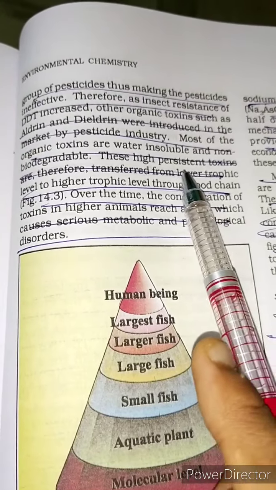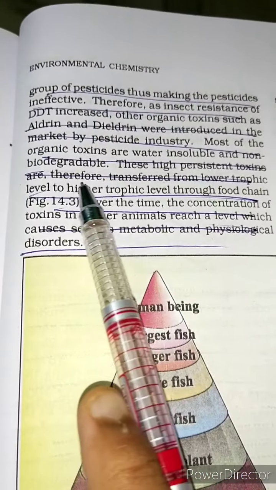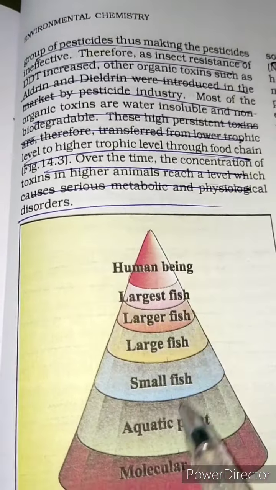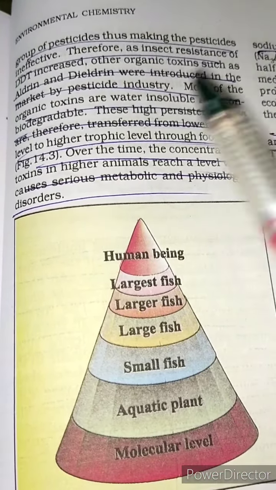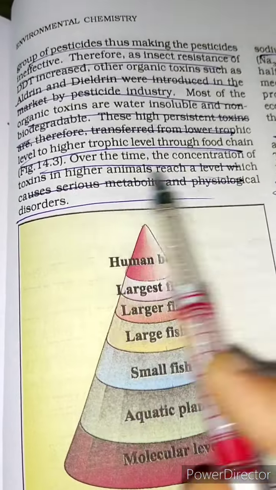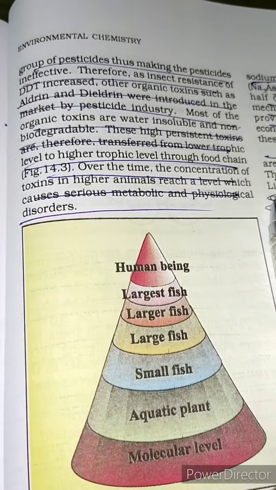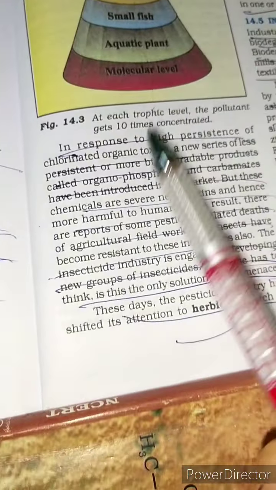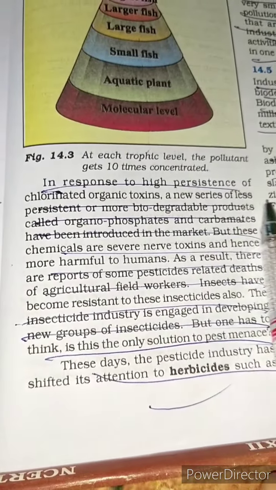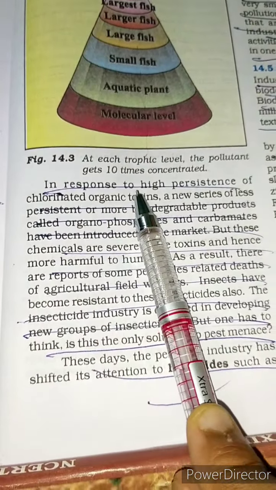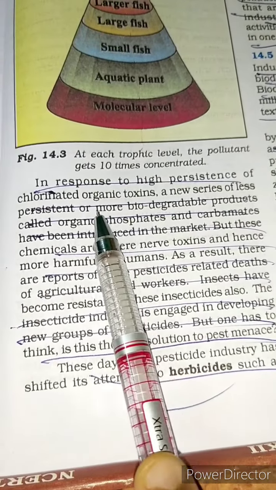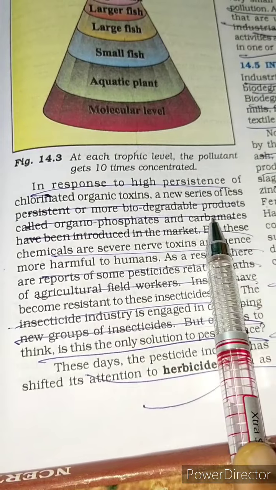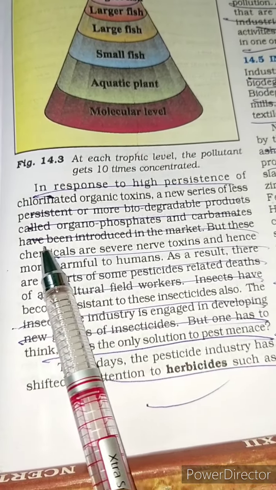See, these highly persistent toxins are therefore transferred from lower trophic level to higher trophic level in the food chain like this. Over time, the concentration of toxin in higher animals reaches a level where serious metabolic and physiological disorders occur. Now, in response to higher persistence of chlorinated organic toxins, a new series of less persistent or more biodegradable products called organophosphates and carbamates have been introduced in the market.